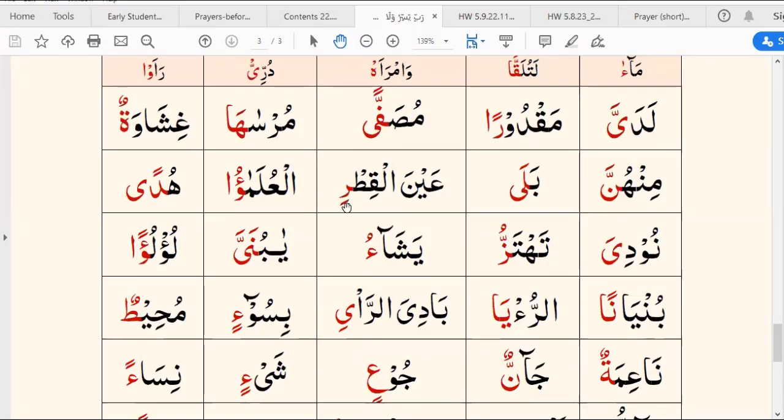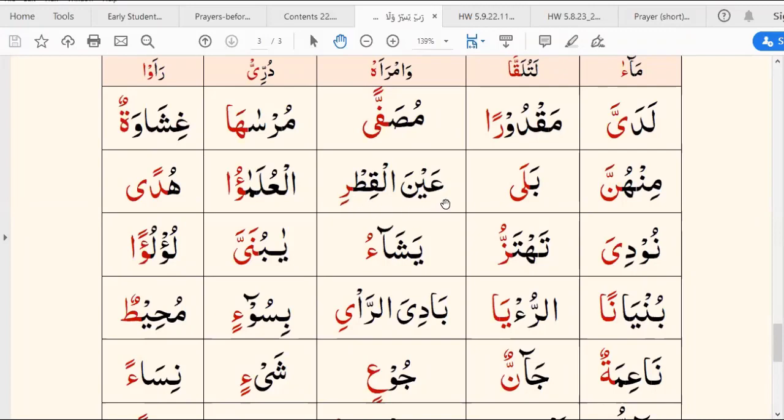And what about this? What happens to this? And the raw, do we make a jerking sound? No jerking sound on the raw. All that happens is that the re is taken off and this turns into a r. So it would be Ain al-Qitr.